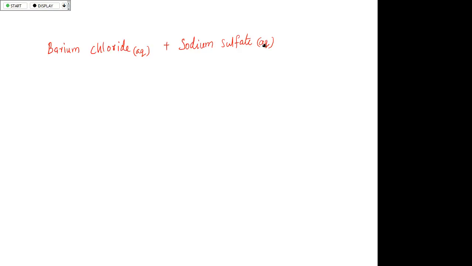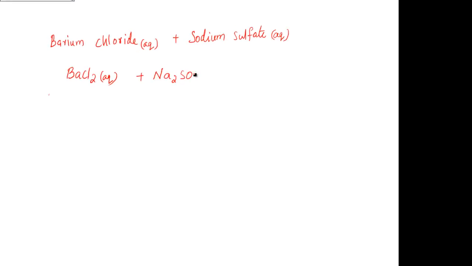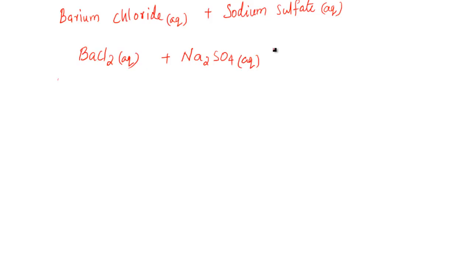Now, first thing is we need to convert these two names into formulas. You all know this. Barium is Ba2+, chloride is Cl-. So how many barium, how many chloride do I need? 2 chloride for 1 barium. So the formula is BaCl2, and we know that is aqueous, plus, how about sodium sulfate? Sodium is Na+, sulfate is SO4 2-. So how many sodium do you need with each sulfate? 2. So the formula would be Na2SO4. We know that is also aqueous. Okay, so we got our reactants.